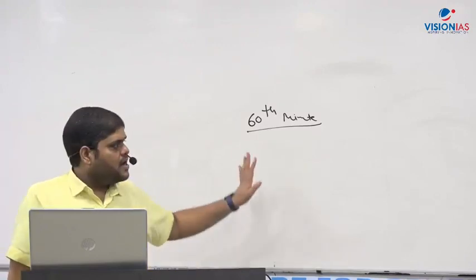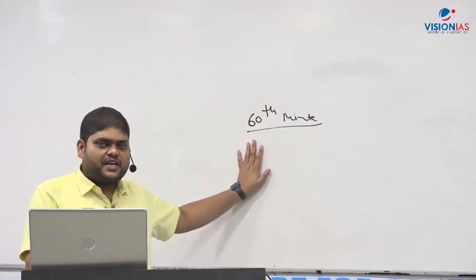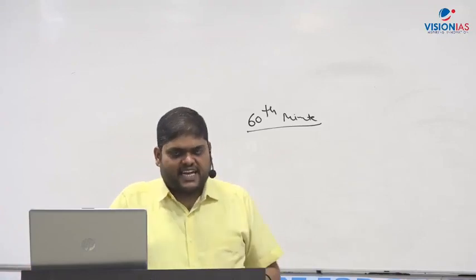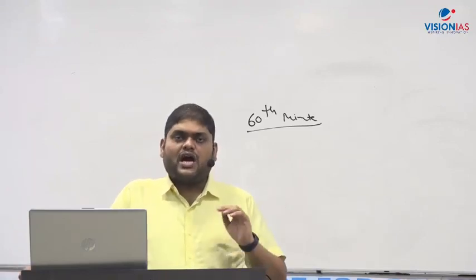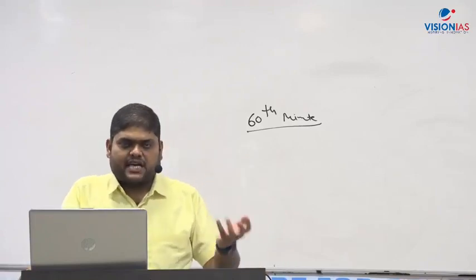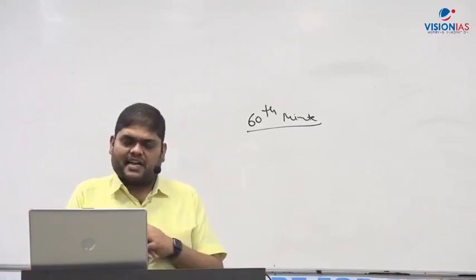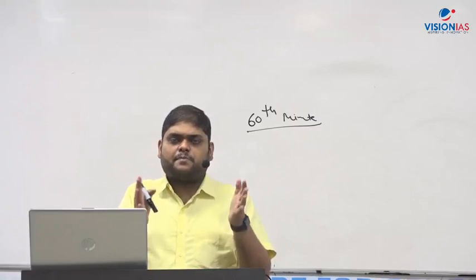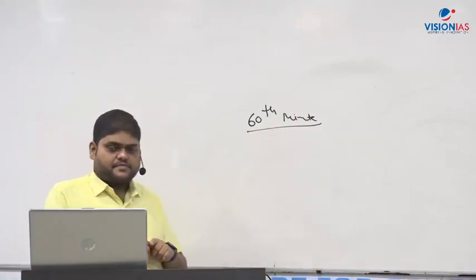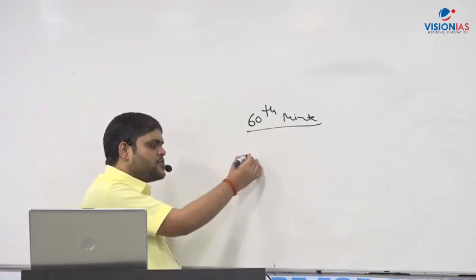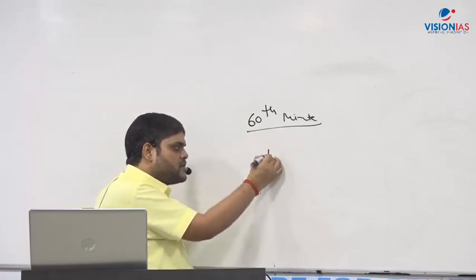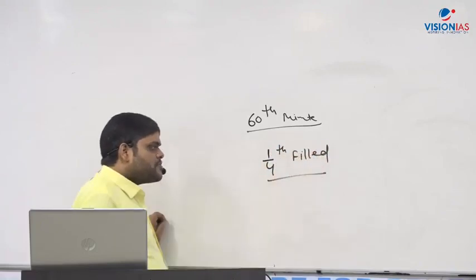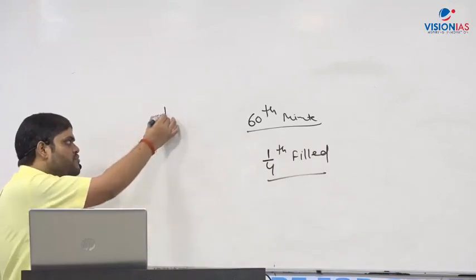What is the question? A bacteria doubles itself every minute. That means if suppose 1 unit of bacteria is there, next minute they become 2, next minute they become 4, then next minute they become 8, and they double every minute. And because of this, suppose a bucket is there, that bucket is filled with bacteria at the 60th minute. The question is, at what minute was the bucket 1/4 filled?